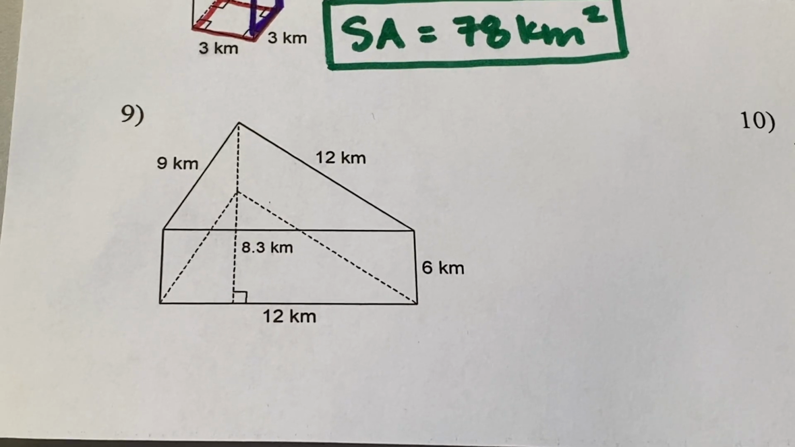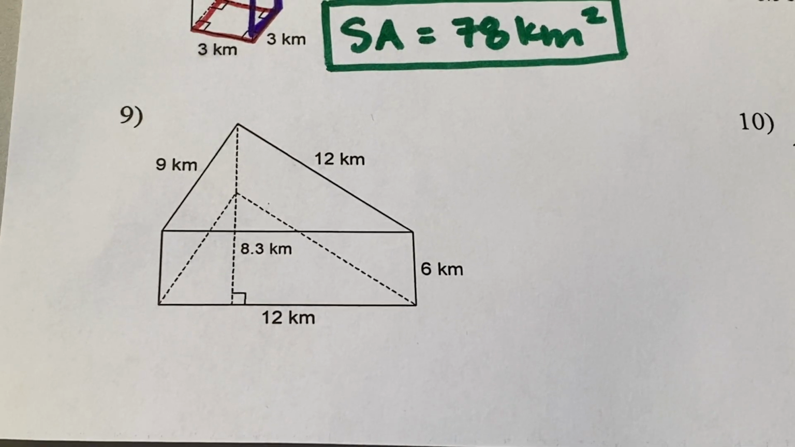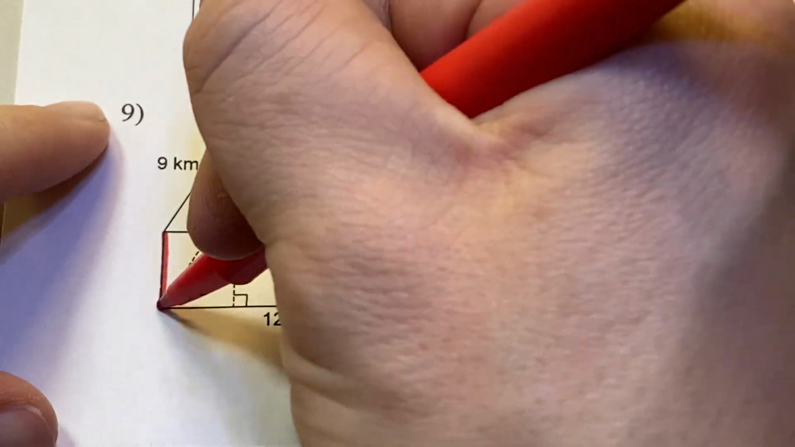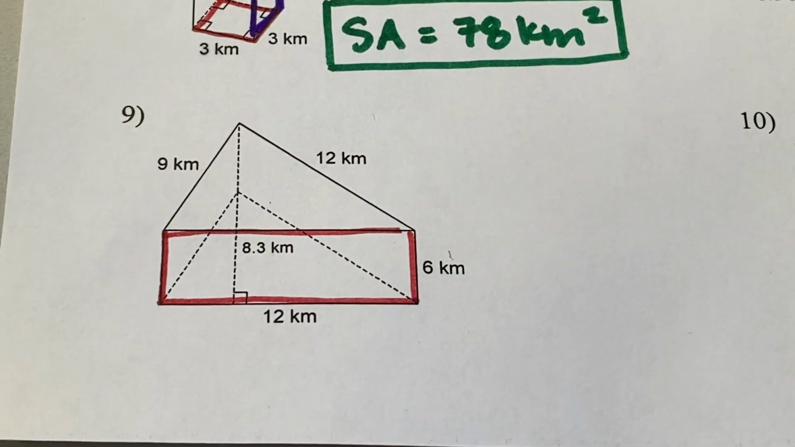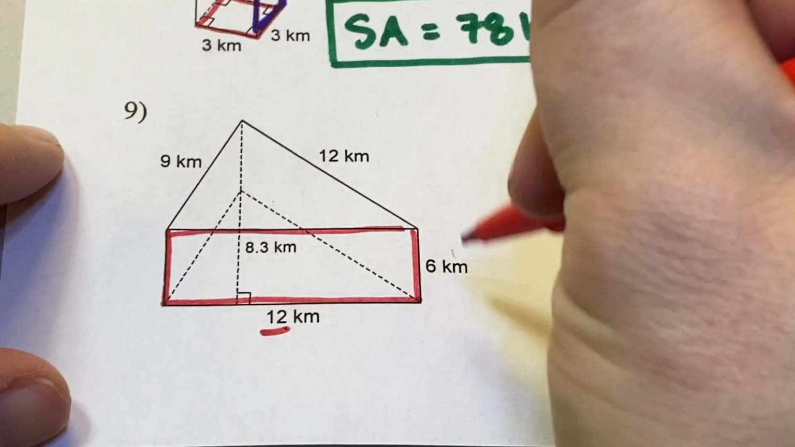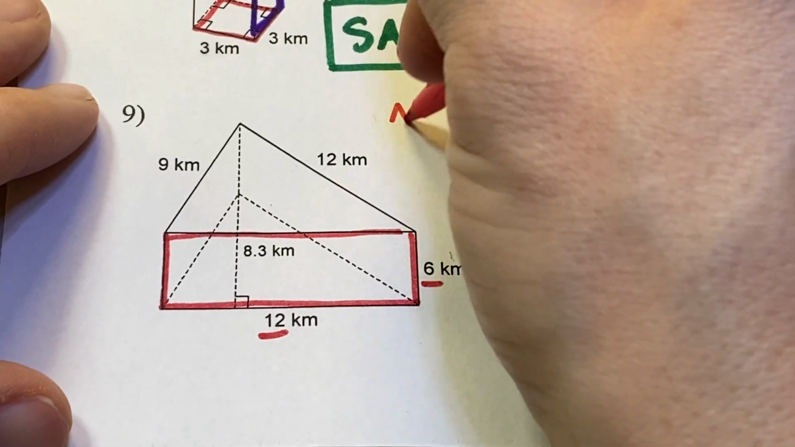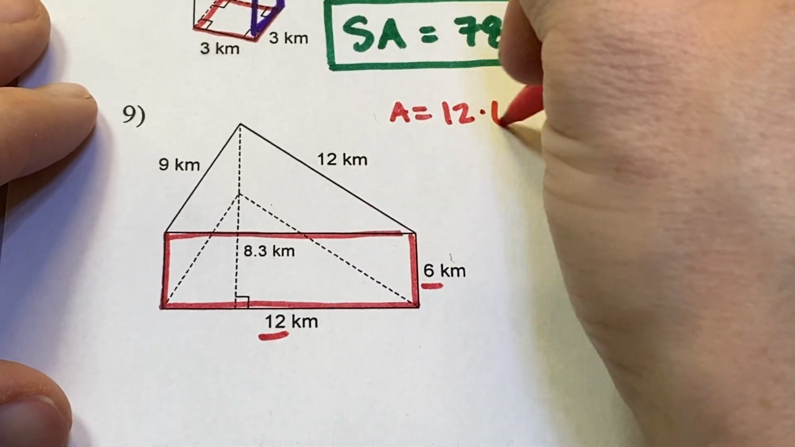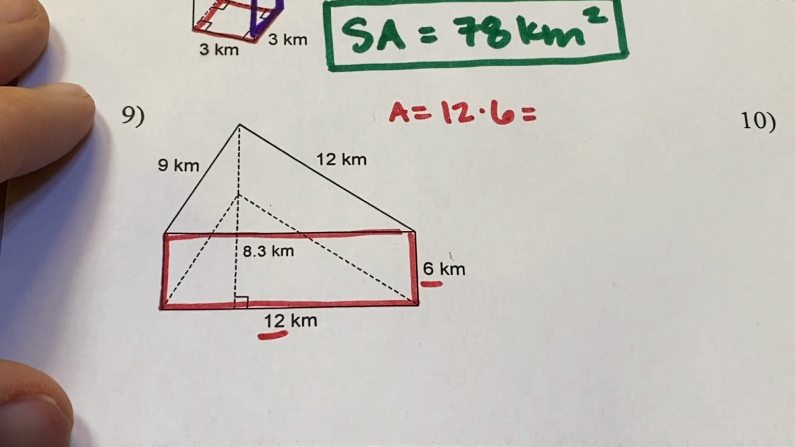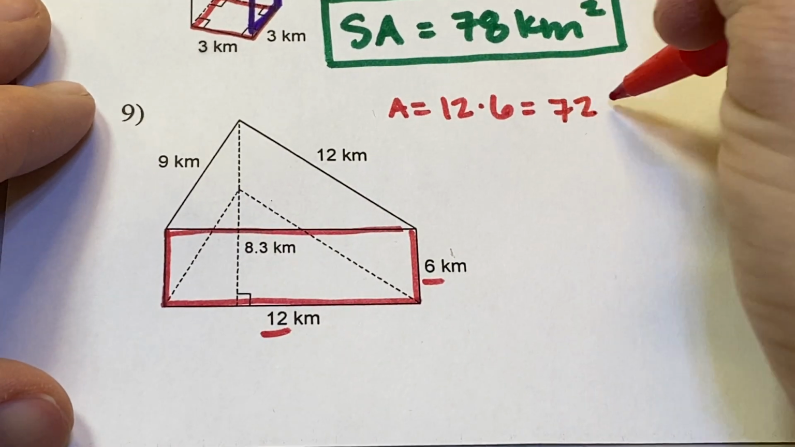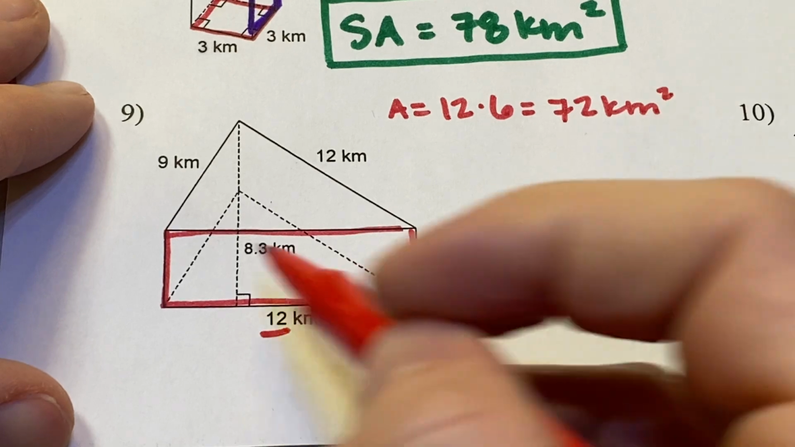Okay, you guys, another weird shaped box thingy. Let's just focus on the bottom that's facing me right here. I can see how this could be useful if you're an engineer. What shape is this guy, just in red? Rectangle. Okay, so 12 times 6 is 72. So that guy, 72 kilometers squared, just the bottom of it.